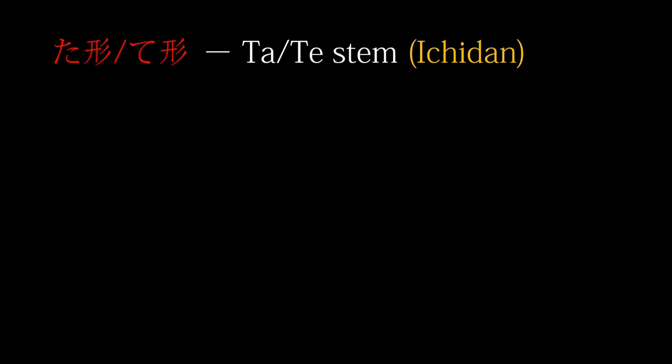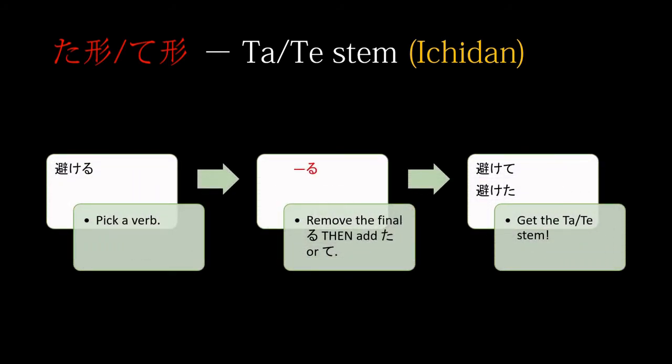And finally, we have arrived at the most interesting of all the stems. It's the tate stem, or you can refer to it as a separate ta stem and te stem. And let's see how it is made first for the Ichidan verbs. We take our verb sakeru, remove the ru from it, and after that attach te or ta depending on your need and what you want to say. So it's fairly simple. Once again, like many of the previous stems, in the case of Ichidan verbs, you only need to remove ru and after that add these two, depending of course on what you need.